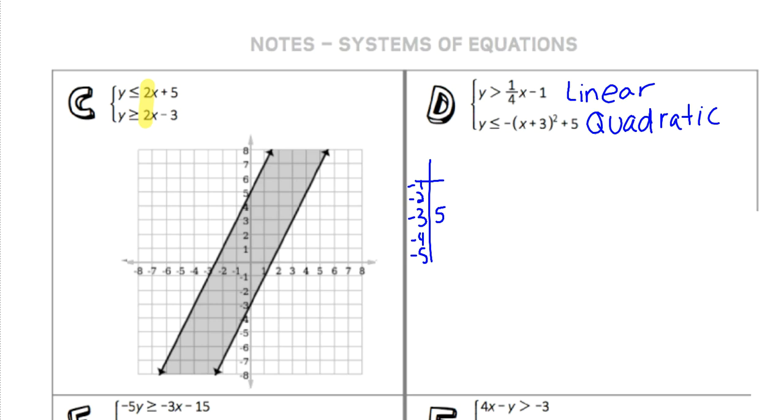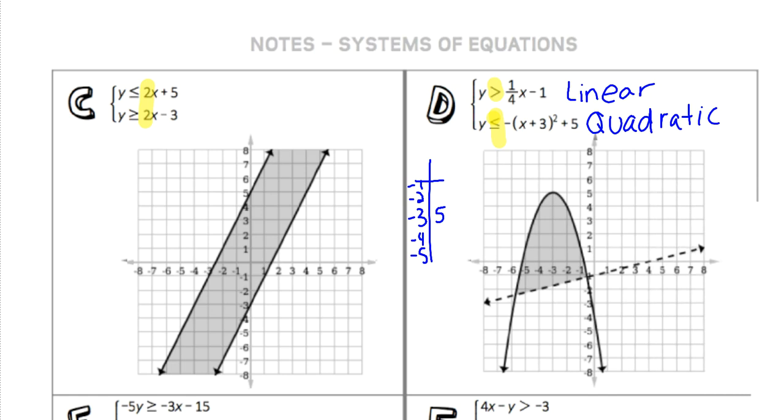The linear is going to be dashed because of that just greater than. The quadratic is going to be solid. The linear is going to be shaded above the line, and the quadratic is going to be shaded inside the parabola because of that less than symbol. So when we graph those together, we get a graph that looks like this. So above the line, inside the parabola, that overlapped shading is in between the line and the U shape, basically.